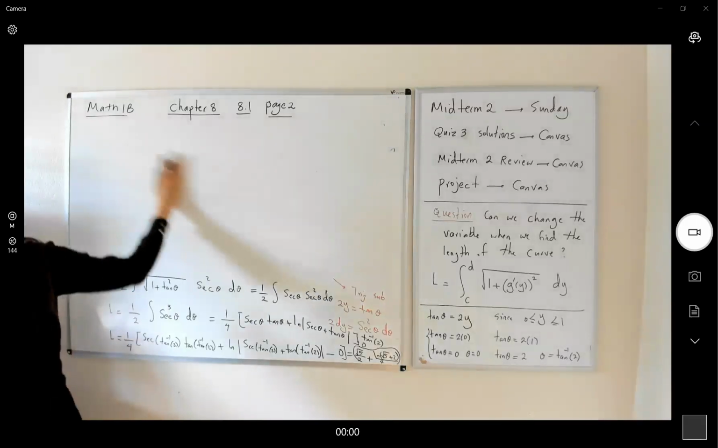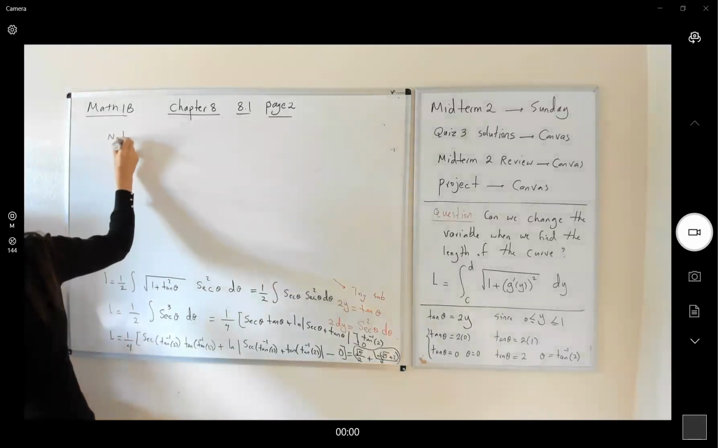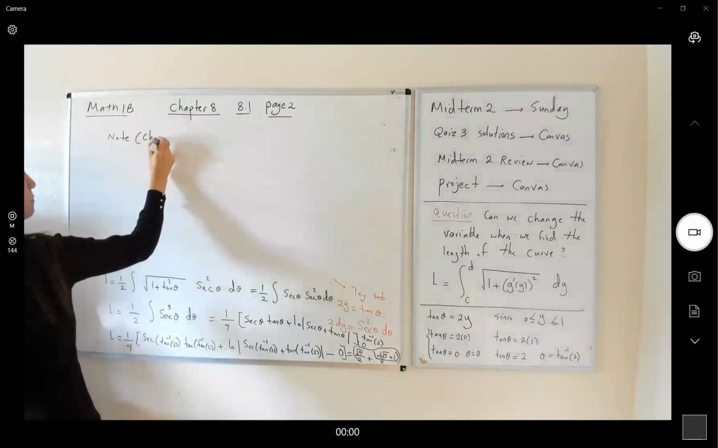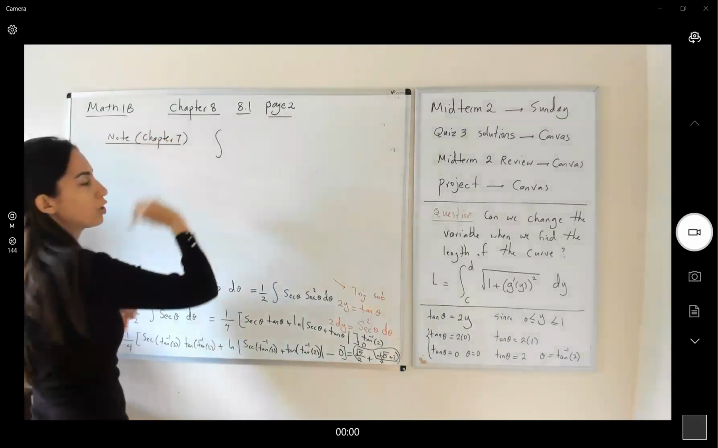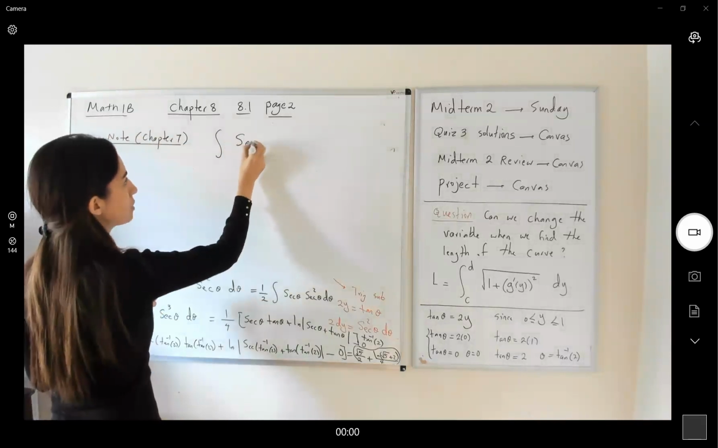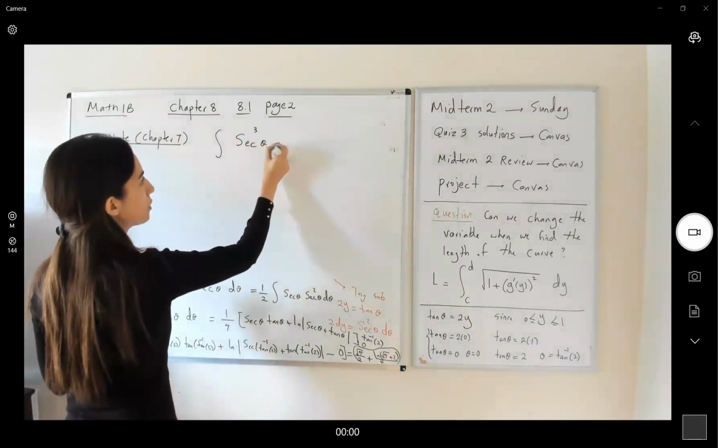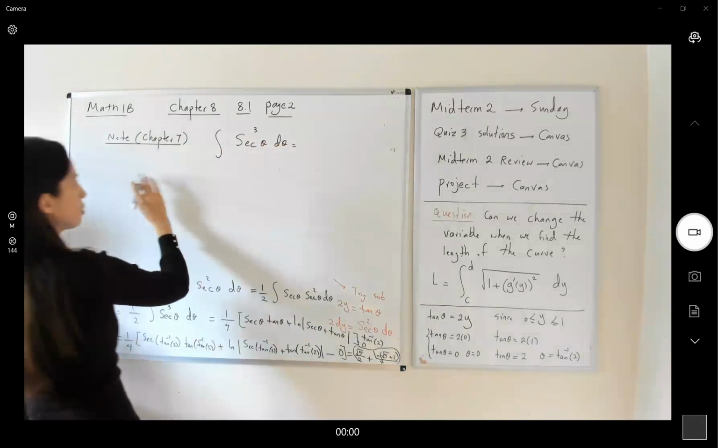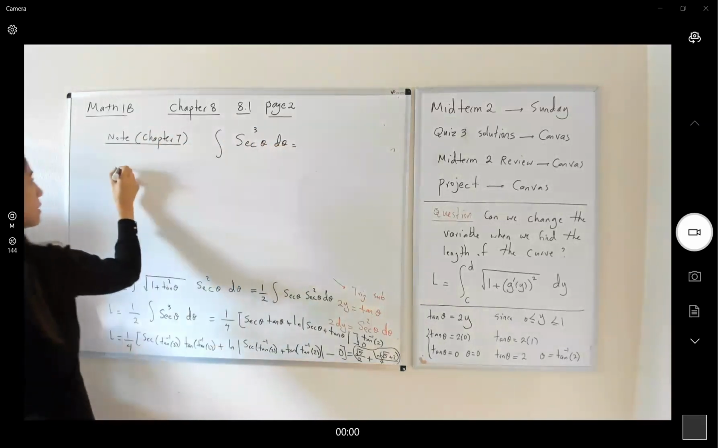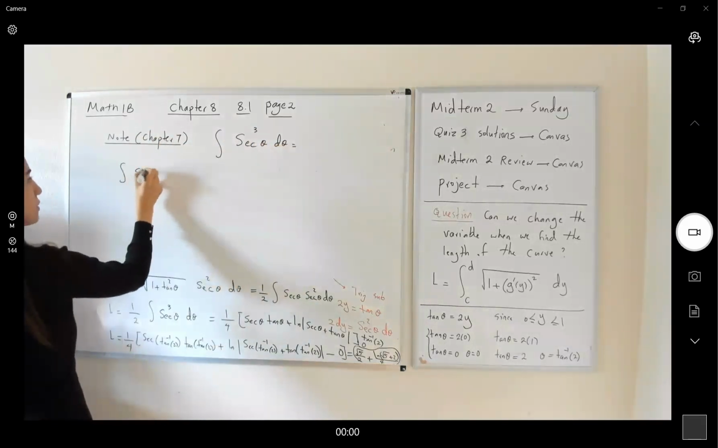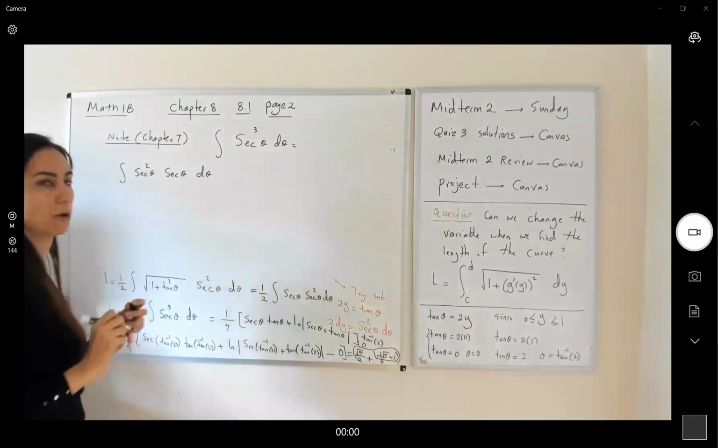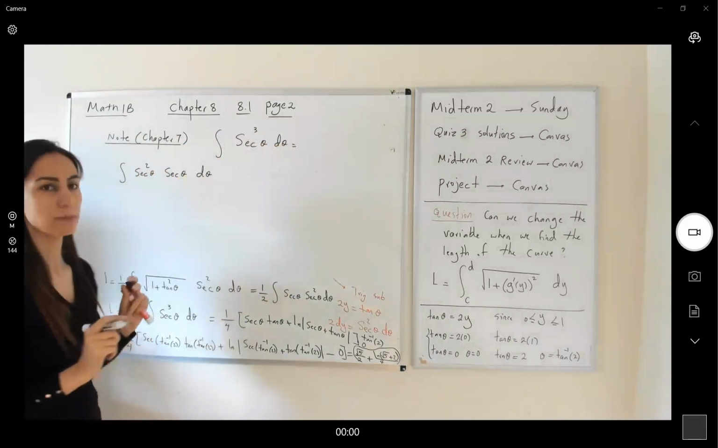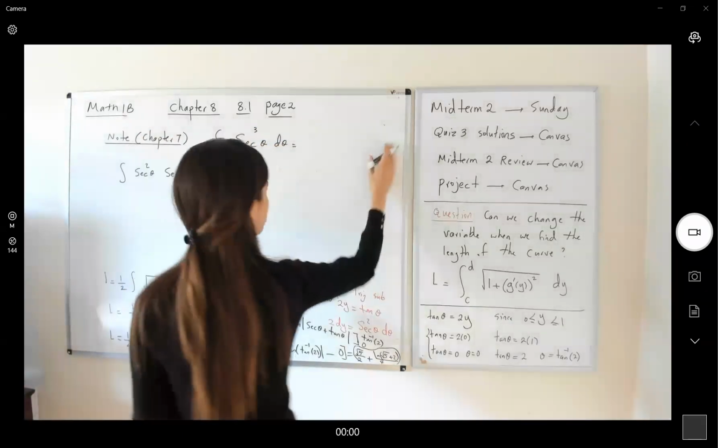You want to find, note, chapter 7. Suppose you want to find the integral of secant cube theta d theta. So first of all, you can split this and write it as the integral of secant squared theta times secant theta d theta. So let us apply integration by parts.